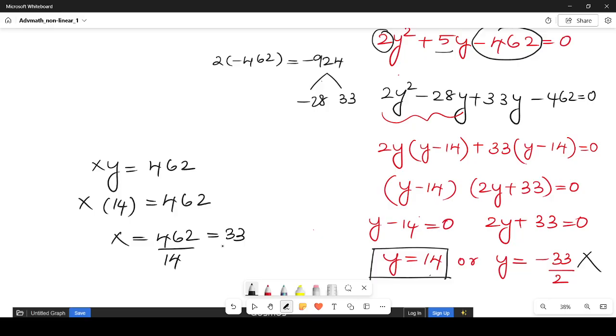And the question is asking us about the smallest out of these two integers. That means our answer will be 14. So 14 is the solution for this problem.